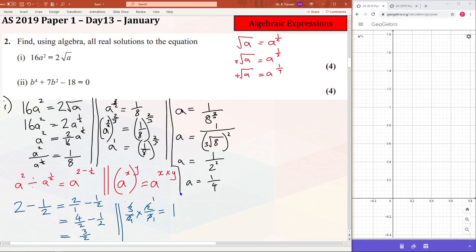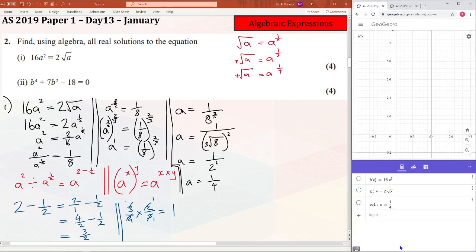And just to show you this visually, if I draw the graphs of y equals 16a squared and y equals 2 root a, which I've got here lined up for you, you end up with something like this. And the graphs very clearly intersect when x is equal to a quarter, when in this case a is equal to a quarter. So visually you can see that this definitely is looking correct.